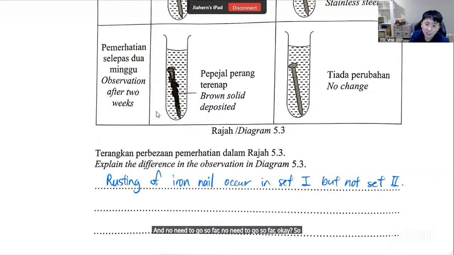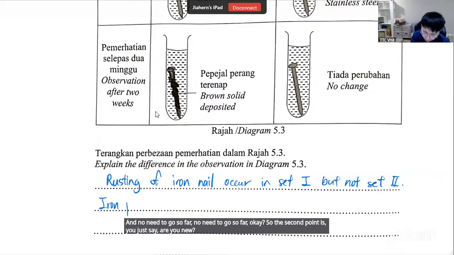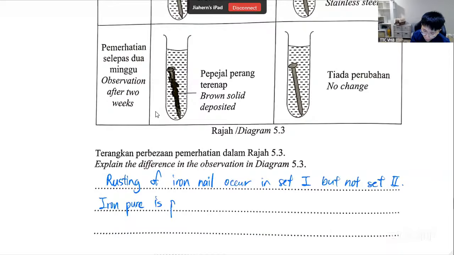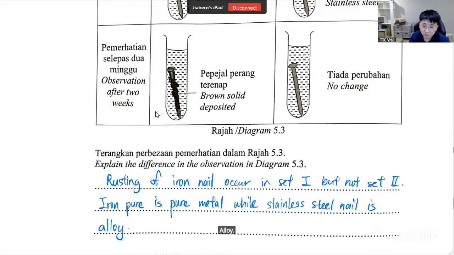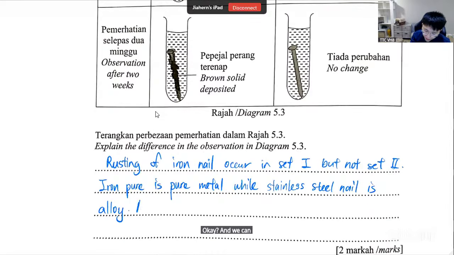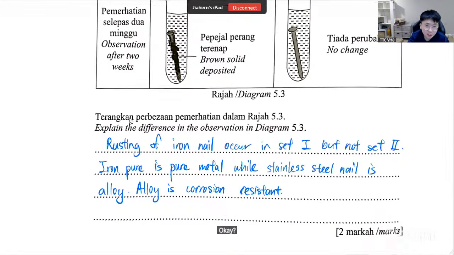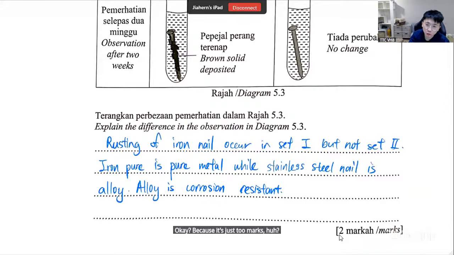Okay, so the second point is you just say iron nail is pure metal, while stainless steel nail is alloy. Okay, and we can say alloy is corrosion resistant. Okay, like this, just guys, because just 2 marks, so no need to go into details.